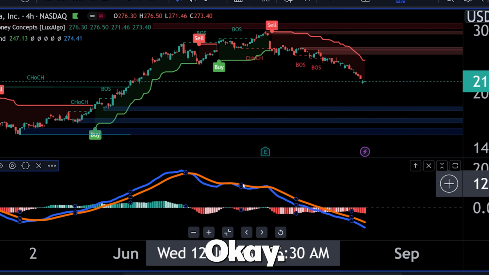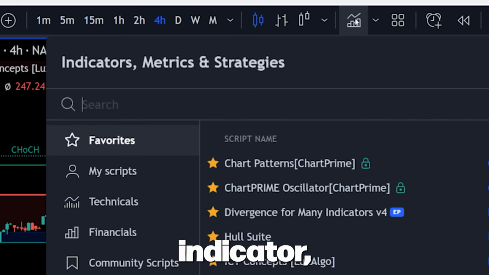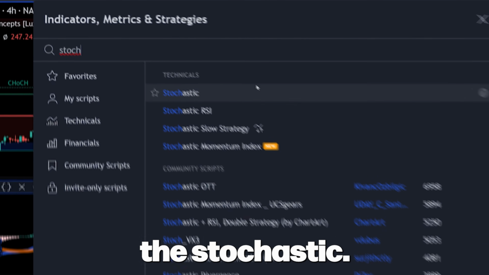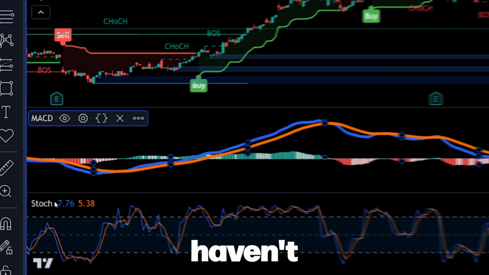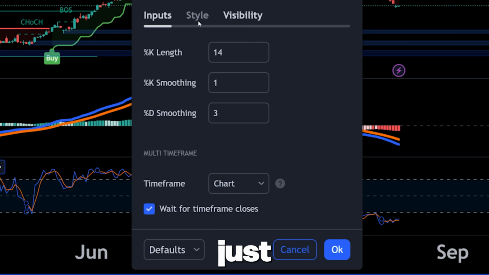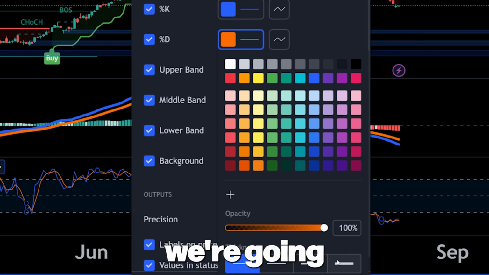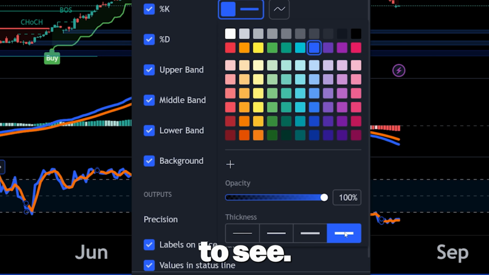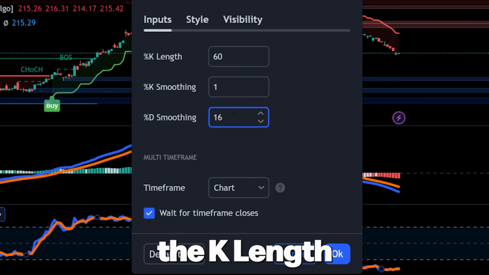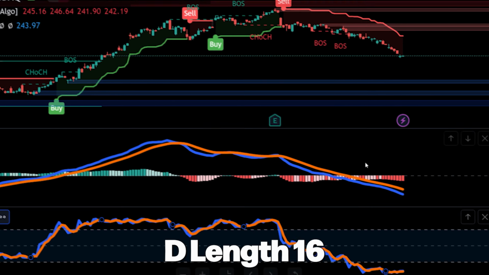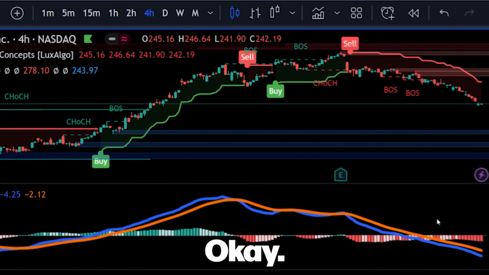Afterwards, hit OK, and then from here we're going to add the next indicator, which is the stochastic. You can just add stoke and it'll show it to you right there. Add a star to it if you haven't already, and then just like what we did with the MACD, we're going to fine-tune this to make it a little bit easier to see. We're going to make everything thicker, and from here go to inputs, and turn the K length to 60, leave the K smoothing at 1, and make the D length 16, then hit OK.